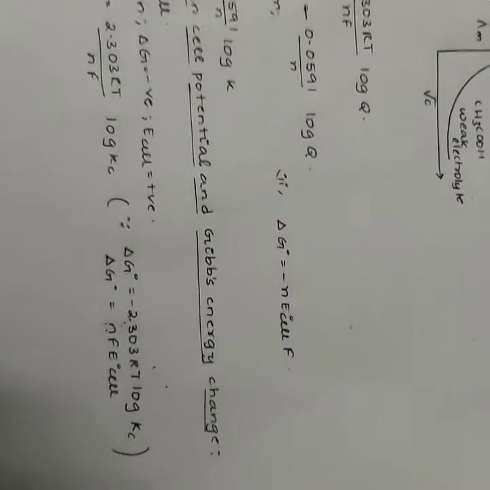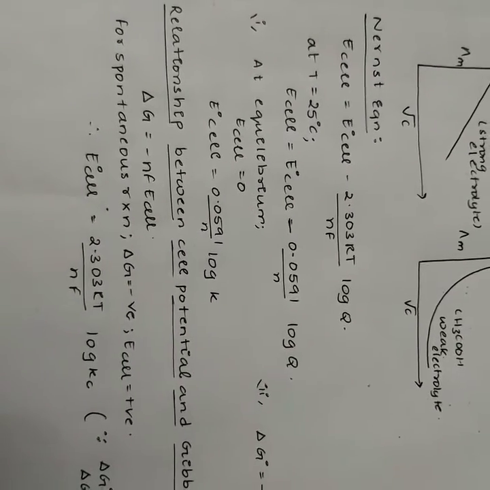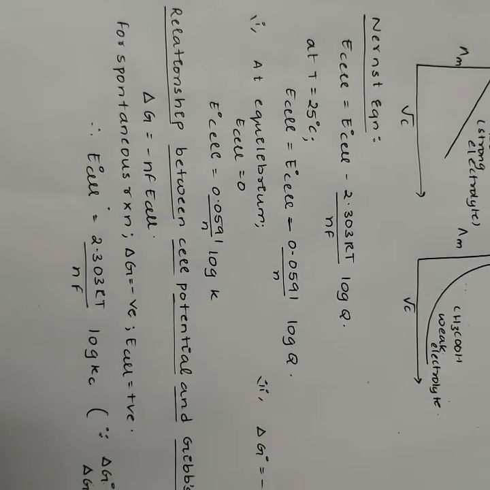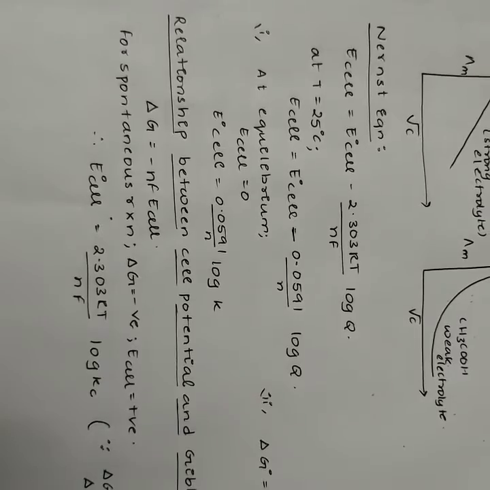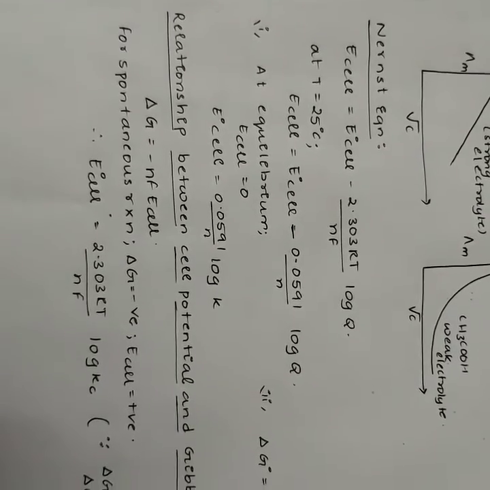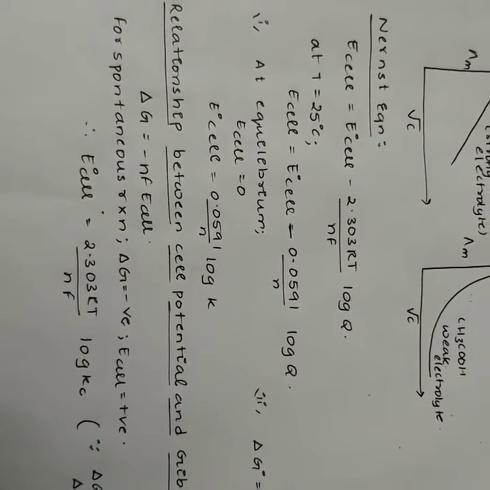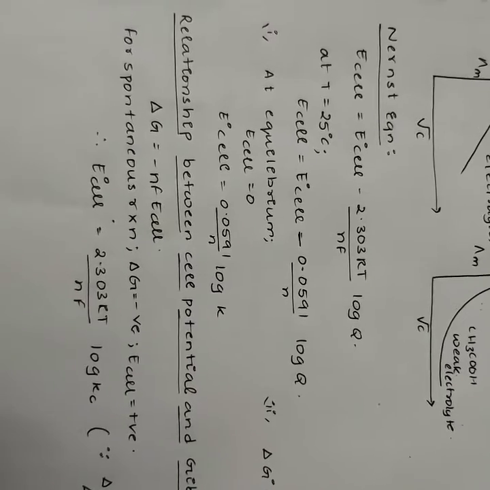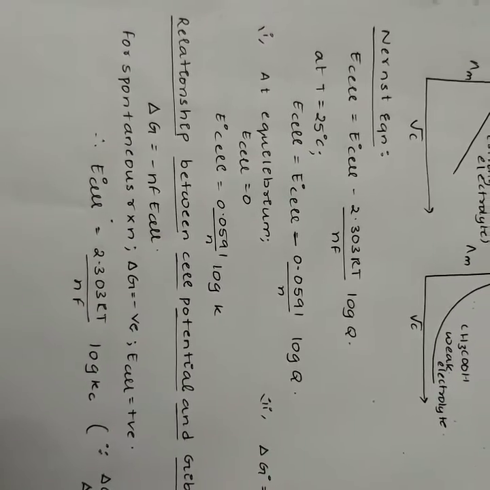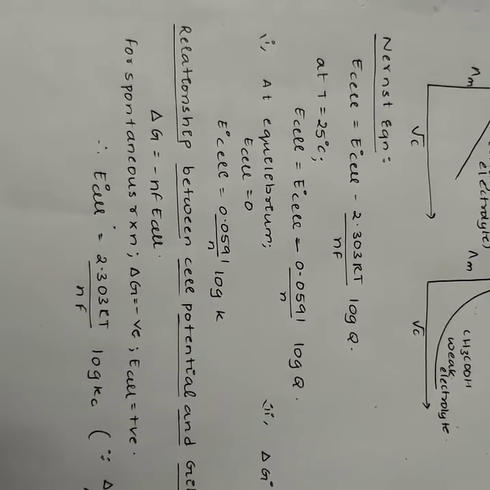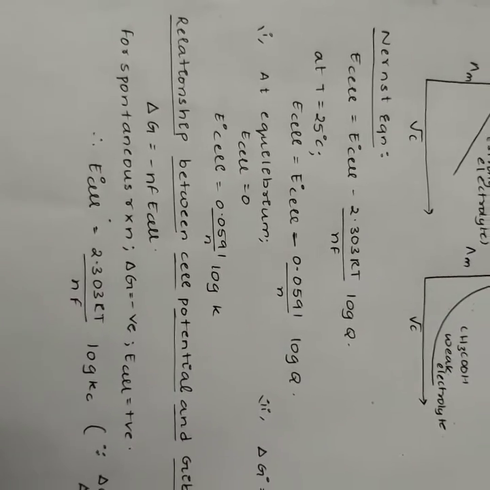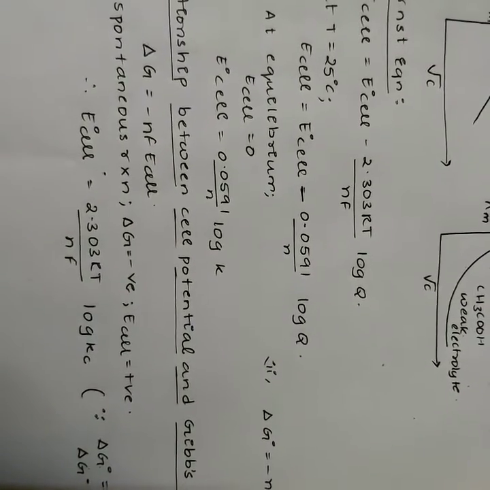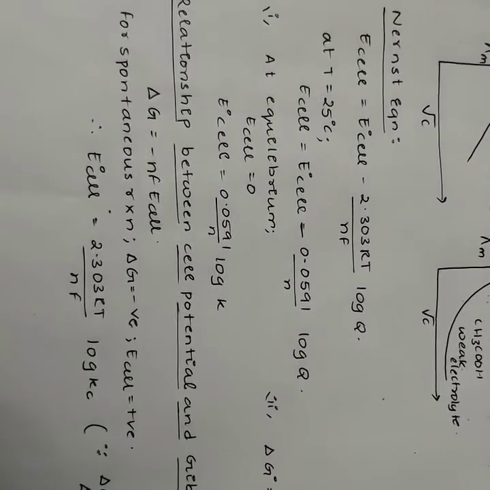The relationship between cell potential and Gibbs free energy change. In an electrochemical cell, the maximum work done, that is delta G, is given by minus nF E cell, where F is the Faraday's constant and n is the number of moles of electrons transferred. A galvanic cell does electrical work by transferring the electrical charge through an electrical circuit when a small amount of current is drawn through it.